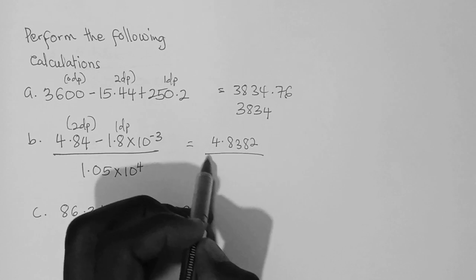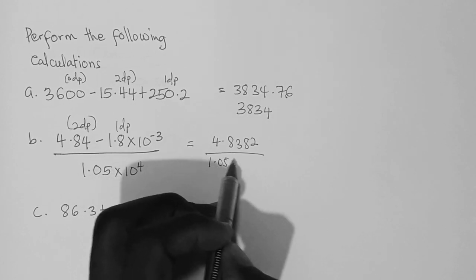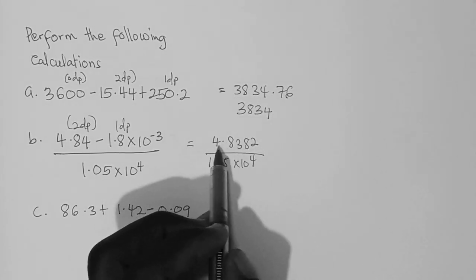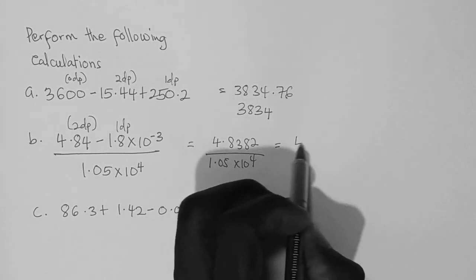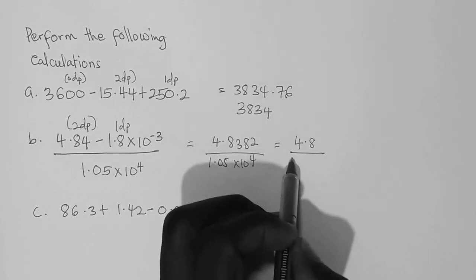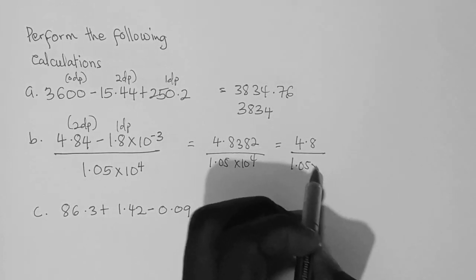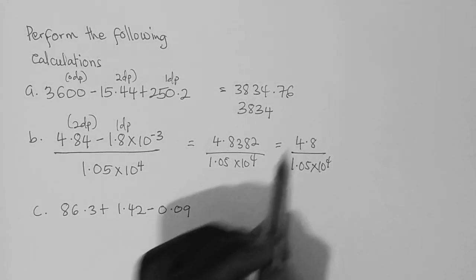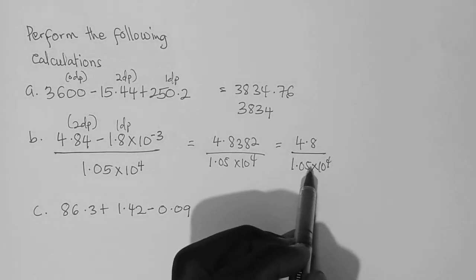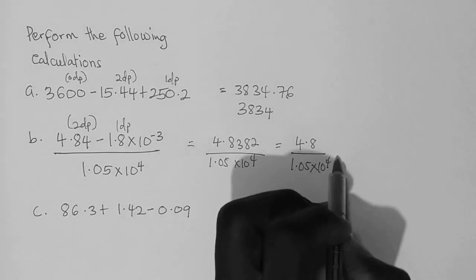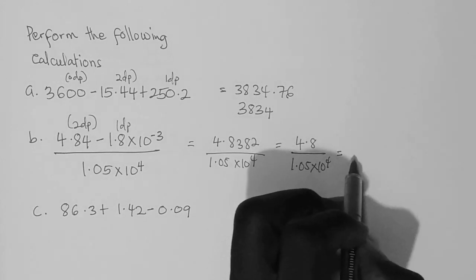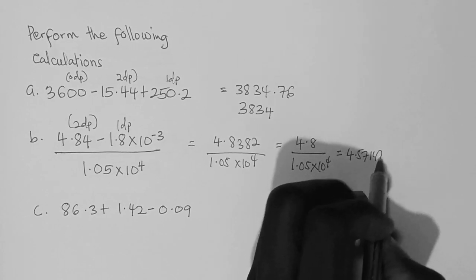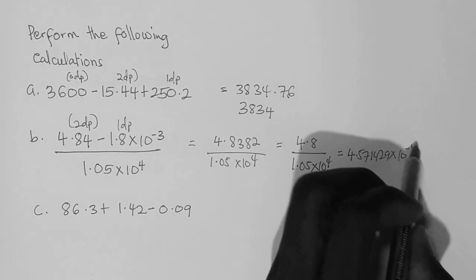4.8382 divided by 1.05 times 10 exponent 4. So we need to write this in terms of one decimal place, and that is going to give us 4.8 divided by 1.05 times 10 exponent 4. And if you use the calculator to do this, we are going to get 4.571429 times 10 exponent negative 4.